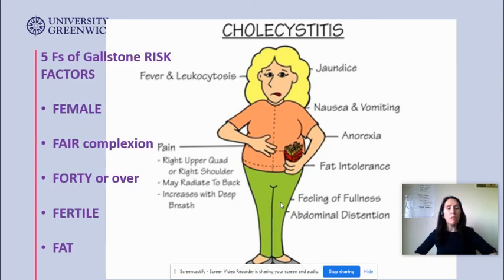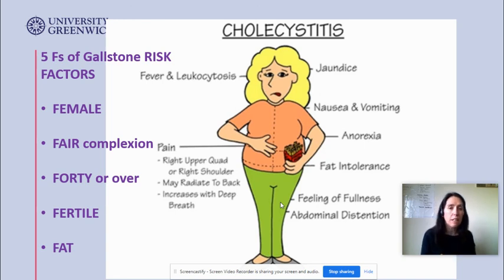All right, here come the 5 Fs. So female, fair complexion, 40 or over, fertile, and fat. So yeah, please don't say these out loud to your patient because it's really quite offensive. But this is a very sweeping generalization of what these patients tend to present to you as.